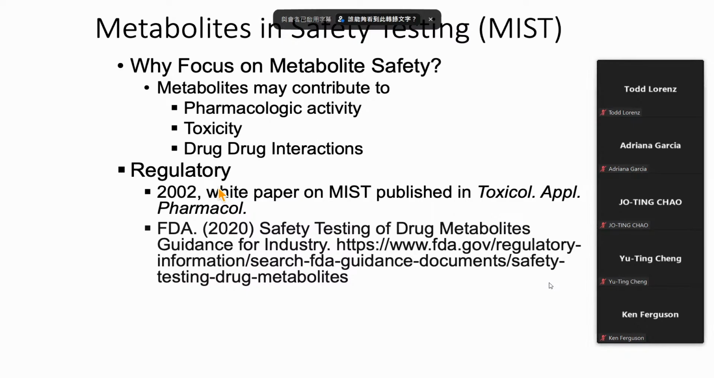So what's the deal with metabolites and safety testing? No one worried about this until the last 20 years. But metabolites can contribute to pharmacological activity. They can contribute to toxicity. They can contribute to drug-drug interactions. So regulations were promulgated starting in about 2002 with a white paper in Toxicology and Applied Pharmacology. And more or less final guidelines have come out in the last couple of years from the FDA.